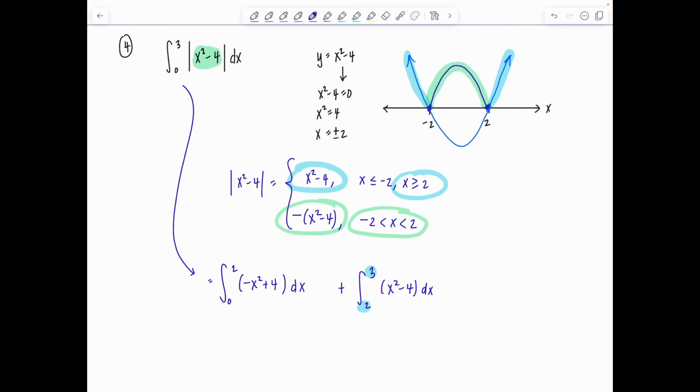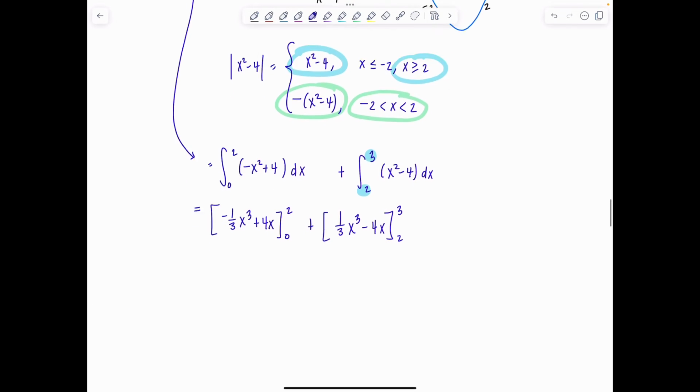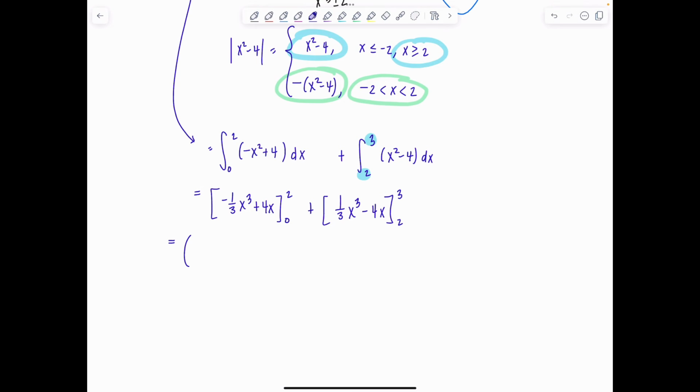Okay. Now, integration's pretty straightforward from here. So this is negative 1/3 x cubed plus 4x from 0 to 2 plus 1/3 x cubed minus 4x from 2 to 3. And then let's see, what do we get? So this is negative 2 cubed is 8 times 1/3 plus 8 minus 0 plus 3 cubed, that's 27 over 3 is 9 minus 12 minus 8/3 plus 8.